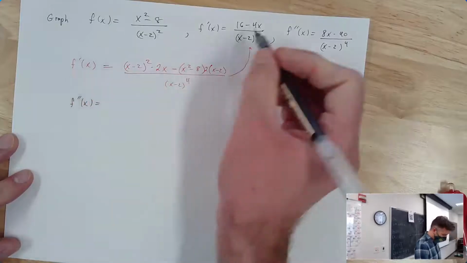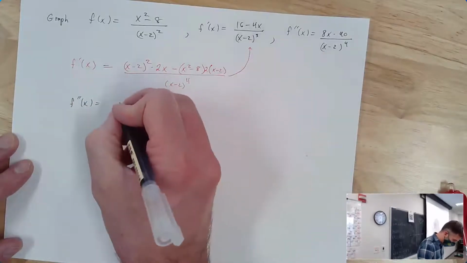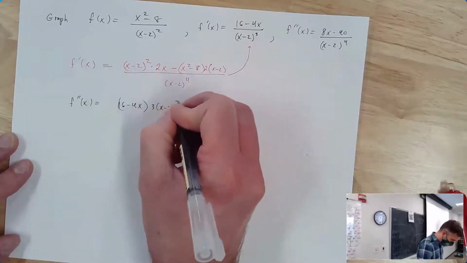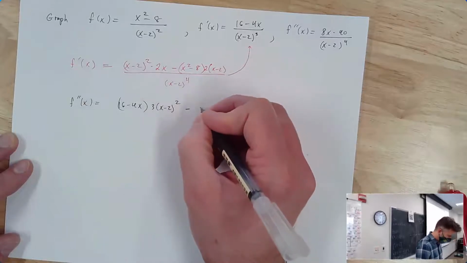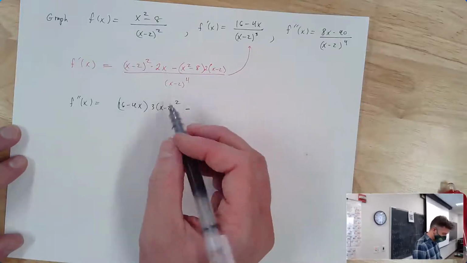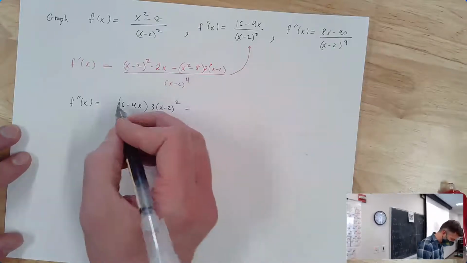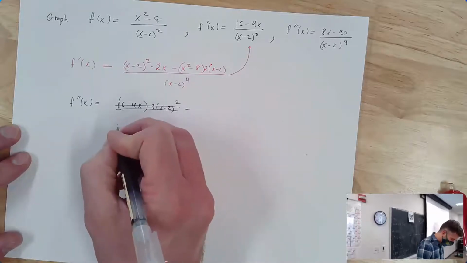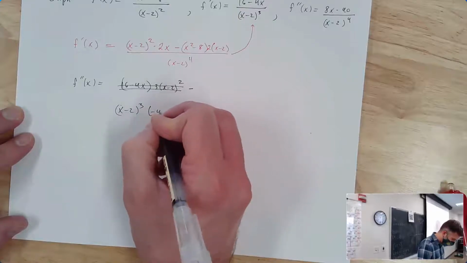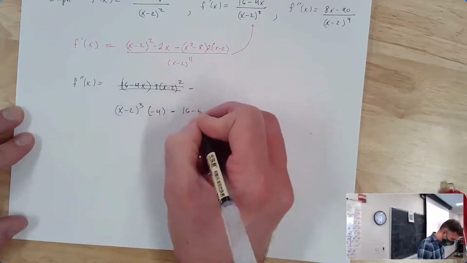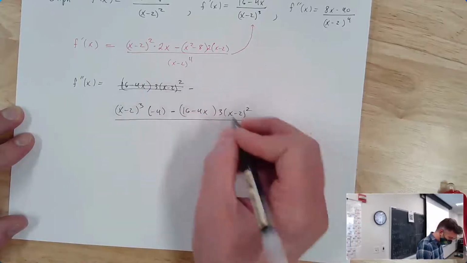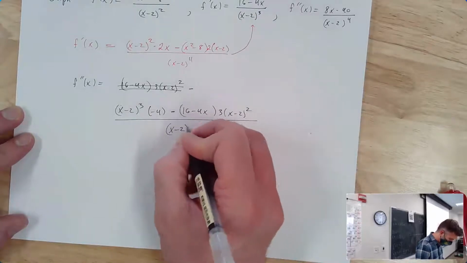If I take my first derivative and differentiate it, it's going to be the bottom times the derivative of the top, which is 3 times x minus 2 squared, minus the top, sorry, I did that backwards. So that's not right. It should be the bottom times the derivative of the top, not the top times the bottom, sorry. It's the bottom times the derivative of the top, which is -4, minus the top times the derivative of the bottom, which is 3 times x minus 2 squared, all over the bottom squared, which is x minus 2 to the 6th.